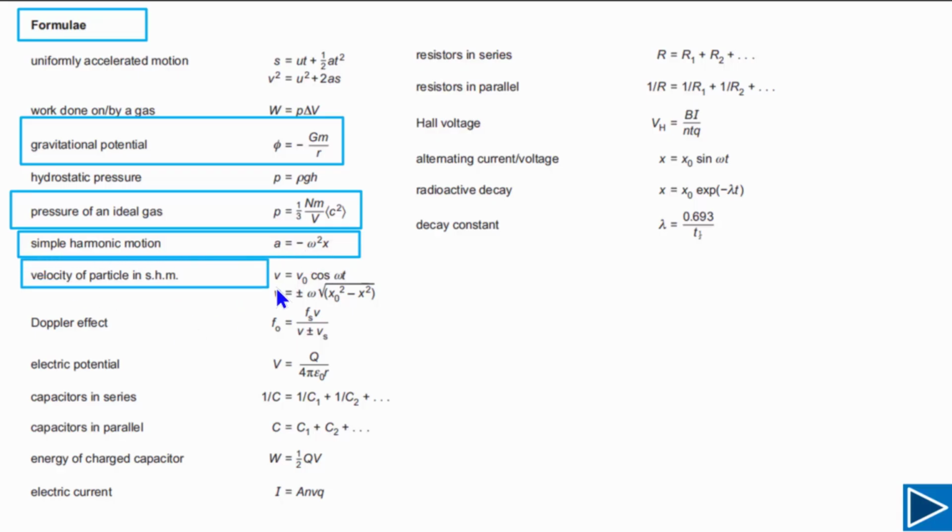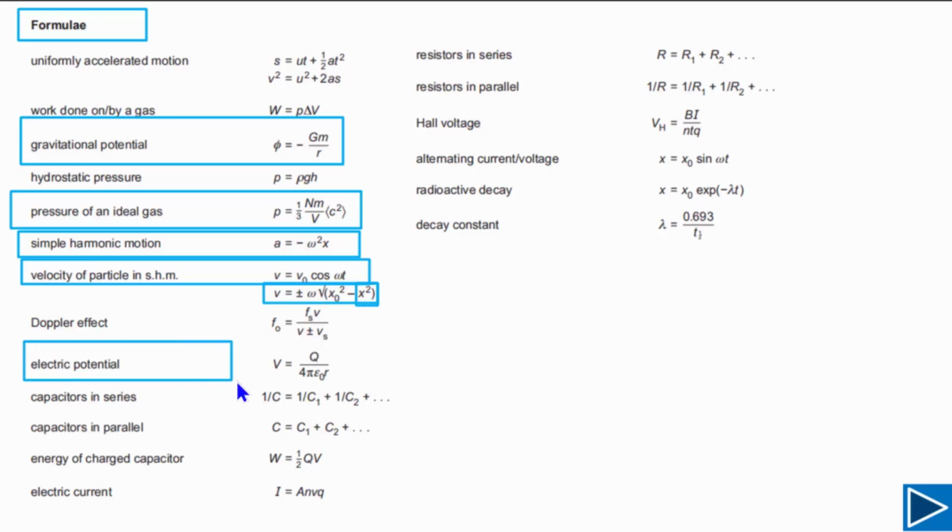Next one is about velocity of a particle in simple harmonic motion. If you need to calculate velocity at any given time, you can use this one. But if you need to calculate velocity at any given displacement, you can use this one. x here is the displacement, x naught is the amplitude and omega is angular frequency.